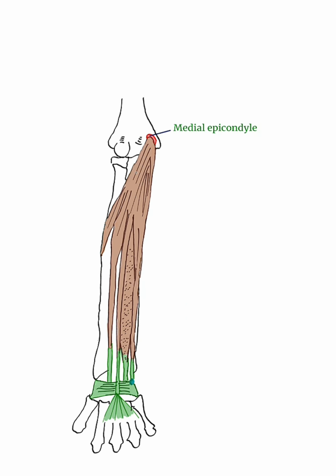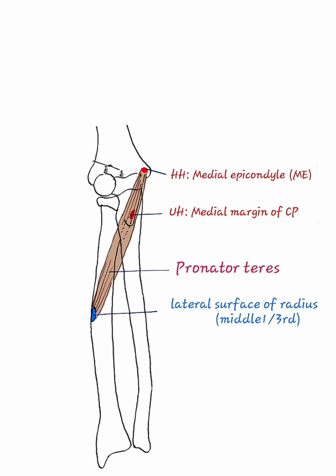You can see here all superficial flexor muscles of forearm are arising from anterior aspect of medial epicondyle of the humerus called common flexor origin. From lateral to medial, pronator teres, flexor carpi radialis, palmaris longus, flexor digitorum superficialis, flexor carpi ulnaris. First, let's see origin and insertion of these muscles.